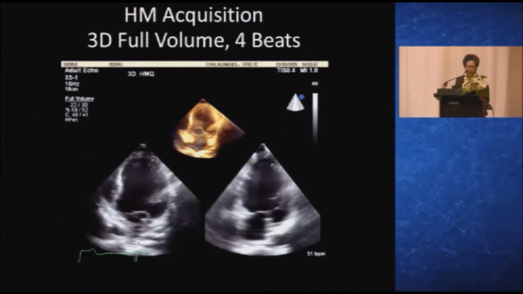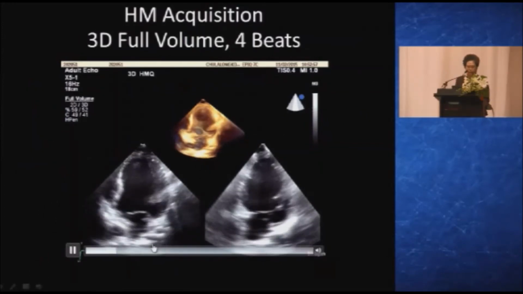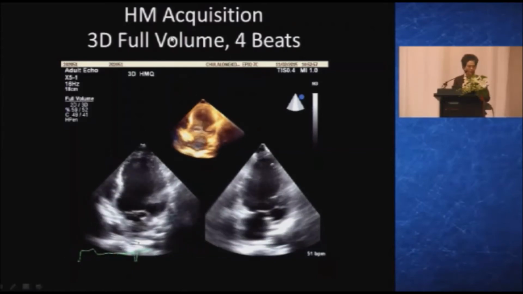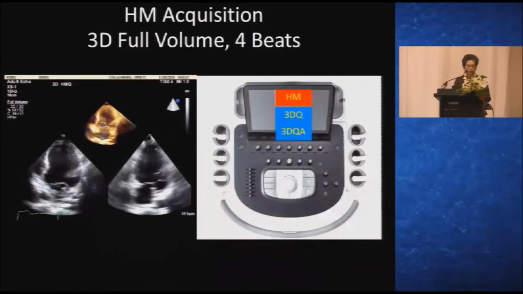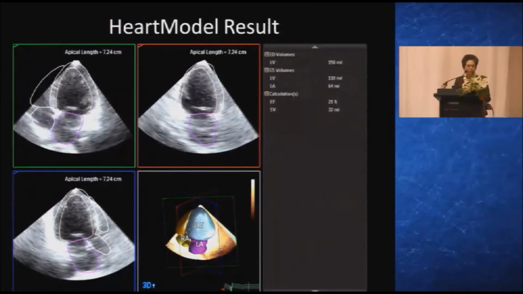If you are satisfied with the biplane, that you get both the left ventricle and the left atrium in the data set, you can press the HeartModel acquisition, and that brings up the preset, which at that time was 3D full volume with 4-beat acquisition. Then you acquire the image. When you bring it to review, there is a button on the touch screen that says HeartModel, and you press it. As Professor Lang showed you, it takes less than 20 seconds to get the result of the analysis, and it comes up like this.